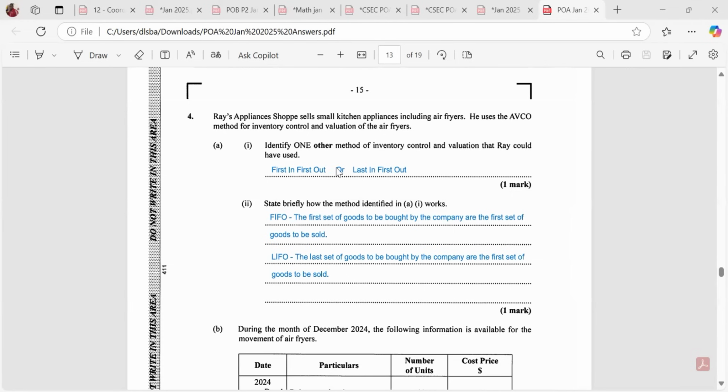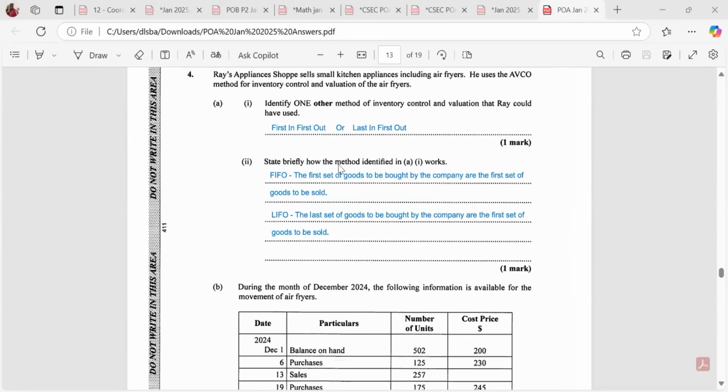A, identify one other method of inventory control. We know all 3 are FIFO, first in, first out, LIFO, last in, first out, and AVCO. So they mentioned AVCO, you could have put first in, first out, or last in, first out, whichever one. You didn't do that yet? That's okay. Well, you'll do it soon. It's a very small topic, don't worry. It ain't gonna take long.